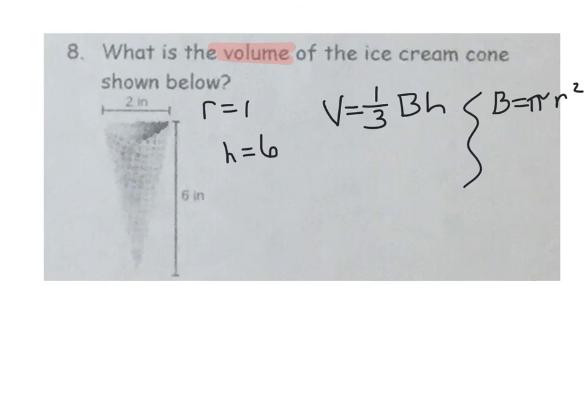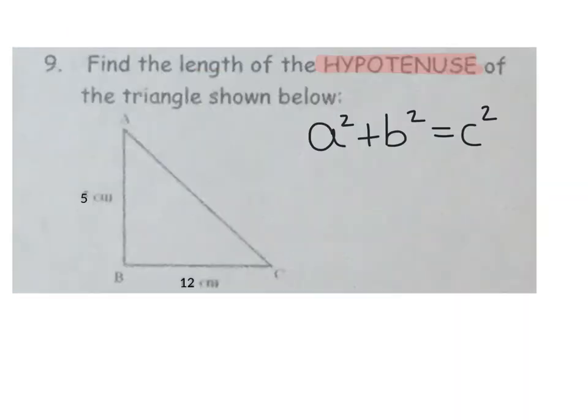Alright, number 8, what is the volume of the ice cream cone shown below? It's a cone, so my formula is V equals 1/3 area of the base times the height. Before you do that, remember you have to find the area of the base, which is pi r squared. Our radius is 1, not 2, because 2 is the diameter.